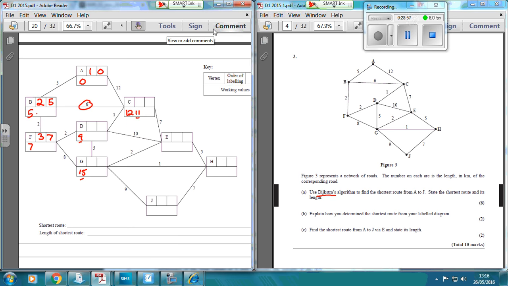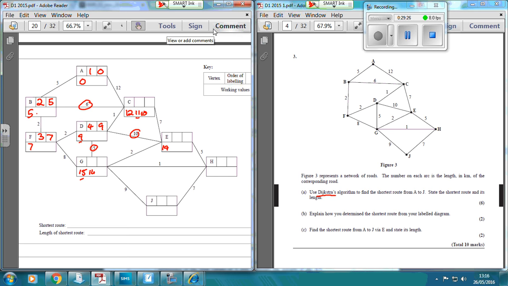So the smallest there is going to be D. So we're going to make that the fourth one. We make that permanent as 9. And then we do everything coming off D. So G is coming off D, so if we add this 5 on to 9, that's going to make 14. E, if we add 10 on, that's going to be 19. And we've got C coming off it, so if we add 1 onto that, that's going to be 10. That's everything coming off D.